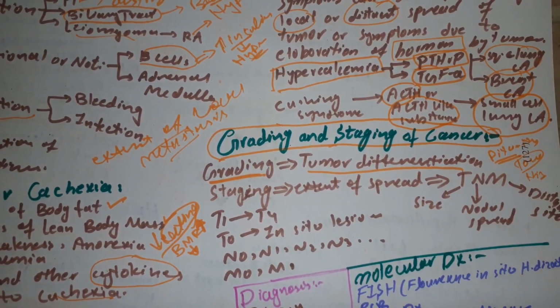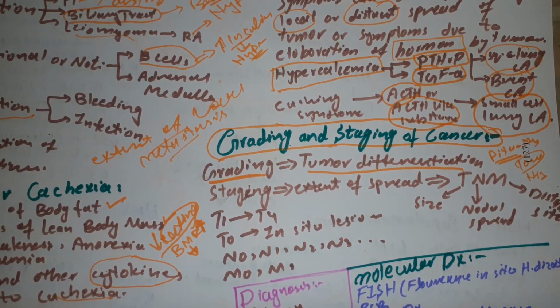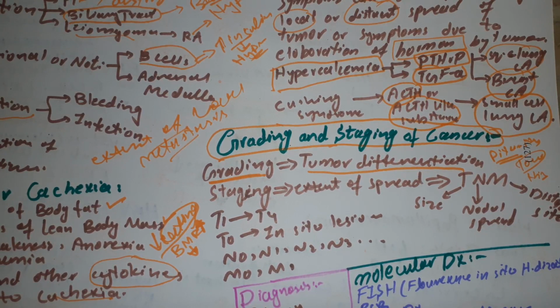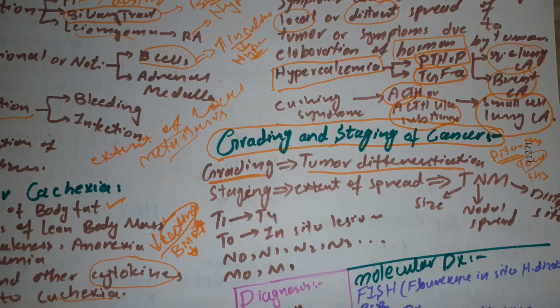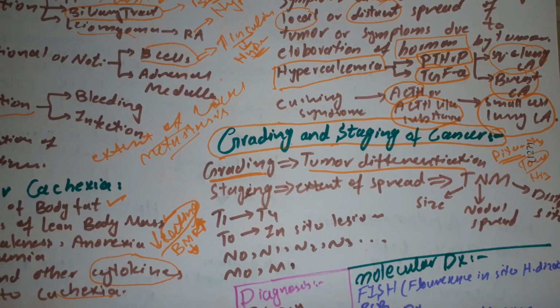So having low grade means high differentiation, and high grade means low differentiation. A tumor having less differentiation is more aggressive, and a tumor having more differentiation is comparatively less aggressive. It is basically an inverse relationship with differentiation. More differentiation, less grade, and less differentiation, more grade.